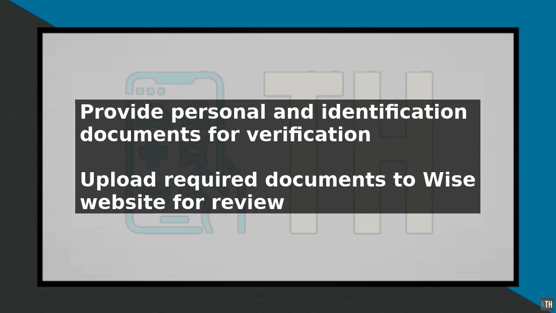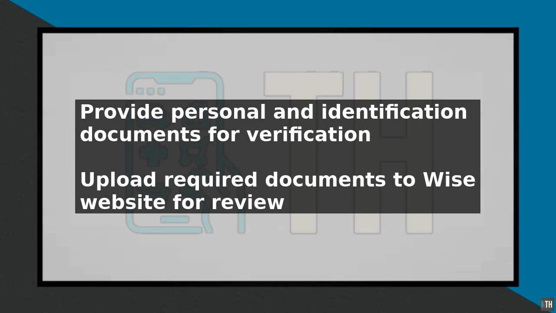To verify your account, you will need to provide some personal and identification documents. The required documents may vary depending on your country of residence, but typically, you will need to provide a valid government-issued ID, such as a passport or driver's license, and a proof of address, such as a utility bill or bank statement. Next, you will need to upload the required documents to the Wise website.